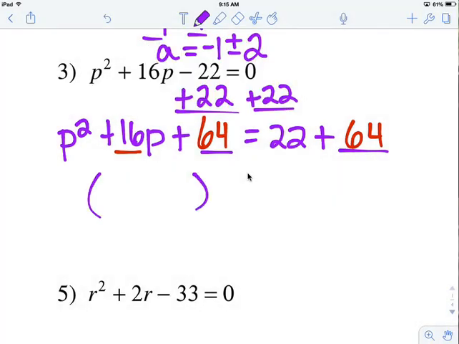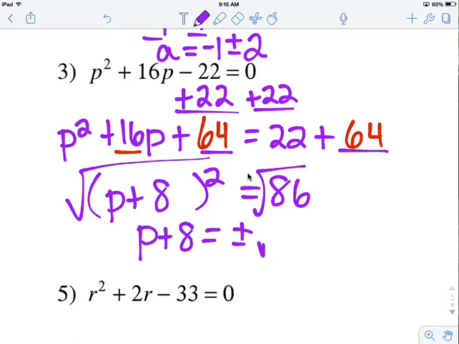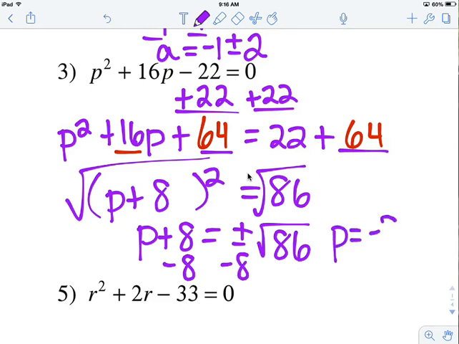which means that I have p plus 8 squared equals 86. When we square root both sides here, we have p plus 8 equals plus or minus the square root of 86. 86 breaks down to 2 and 43, so we're not going to get any pairs out there. We're going to just leave it as square root 86. You want to always simplify it if you can, but if you can't, you can just leave it. So my last step is to subtract 8 over, and my final answer is -8 plus or minus square root of 86.